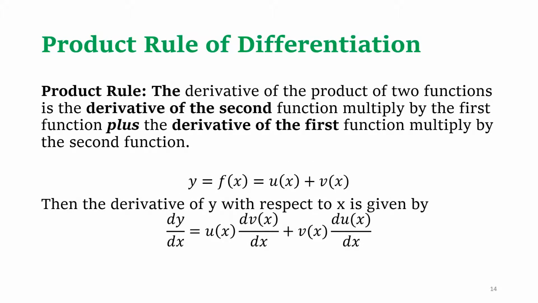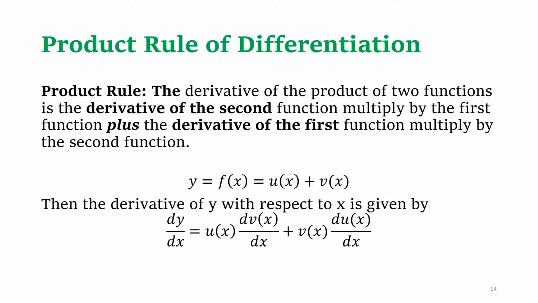Now, let's move on to the product rule. The derivative of a product of two functions is the derivative of the second function multiplied by the first function, plus the derivative of the first function multiplied by the second function. This is the rule. You need to know this one, right? You take the product of two functions.